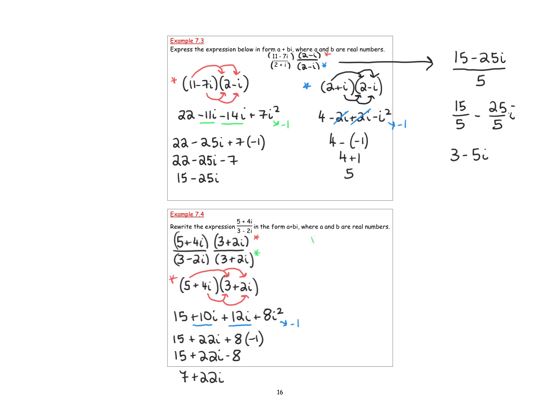The denominator then, we have 3 minus 2i times 3 plus 2i, meaning we'll have to multiply the 3 by the 3 and the 3 by the 2i, the negative 2i by the 3 and the negative 2i by the 2i. So that means we'll end up with 3 times 3, which is 9, 3 times 2i, which is 6i, negative 2i times 3, negative 6i, and negative 2i by positive 2i will get negative 4i squared.